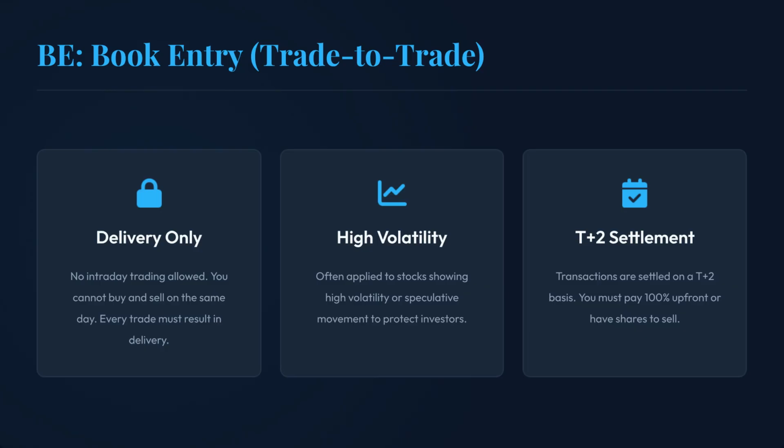BE, or book entry, signifies trade-to-trade stocks. Trading is strictly delivery only, meaning no intraday trading is allowed. Applied to high volatility stocks, transactions are settled on a T+2 basis, requiring 100% upfront payment or shares.